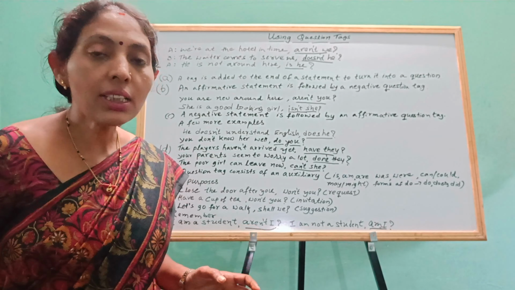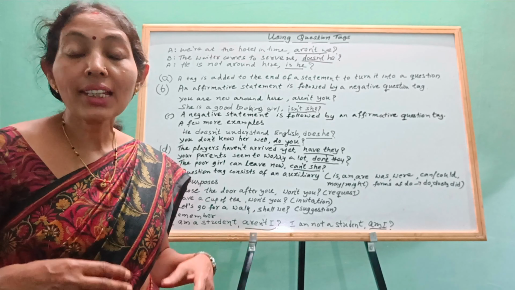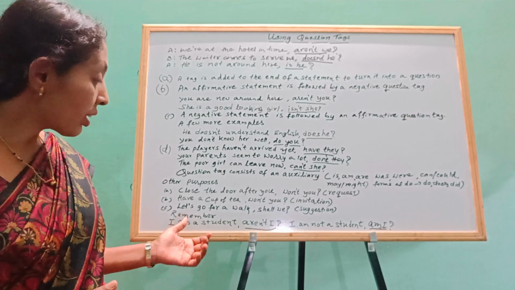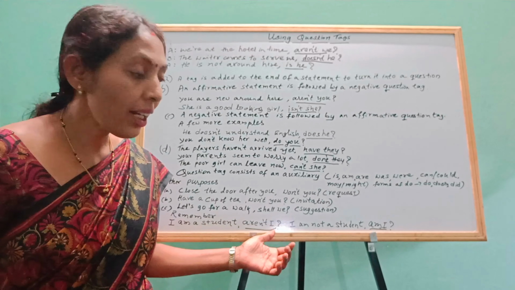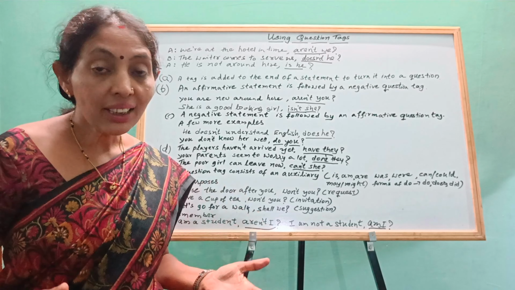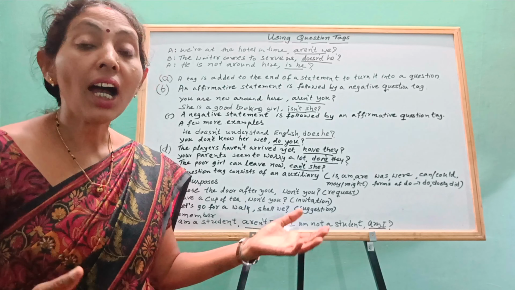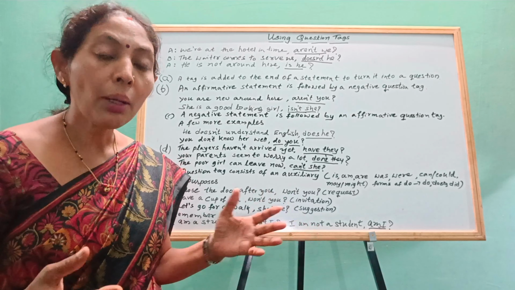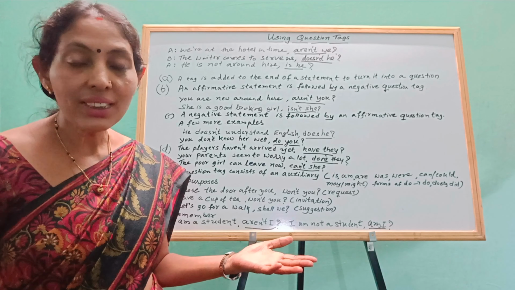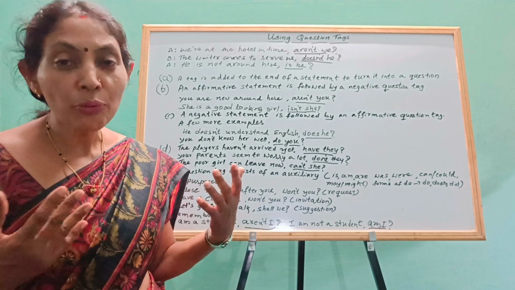Okay. Dear students, let's move on to one more important rule. If you know the examples, it will be very easy. So, let's check the example. I am a student, aren't I? I am not a student, am I? I am a teacher, aren't I? I am not a teacher, am I? I am a dancer, aren't I? I am not a dancer, am I? I am a singer, aren't I? I am not a singer, am I? How easy! Yes. If you know the concept very well, it will be very easy.